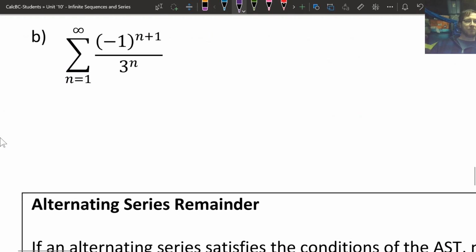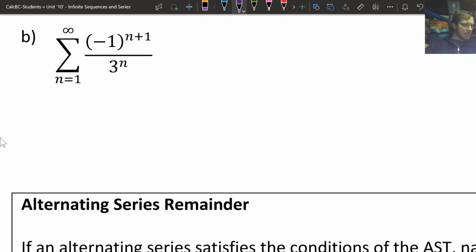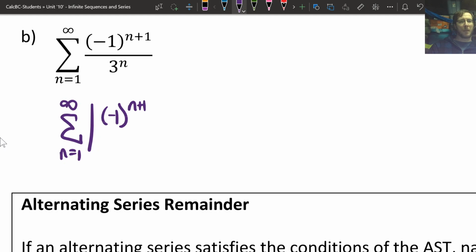All right, part B. Infinite series, -1 to the n plus 1 over 3n. Again, let's do the same thing. Let's check. We see that this is an alternator up here. So let's check and see if that series, if we take the absolute value of that, converges or diverges.